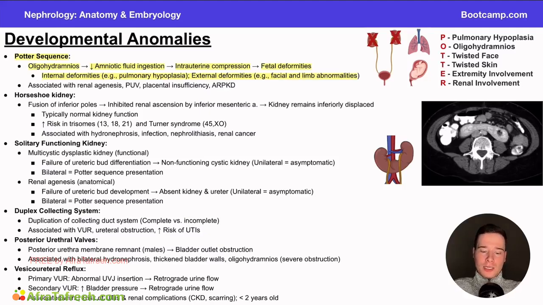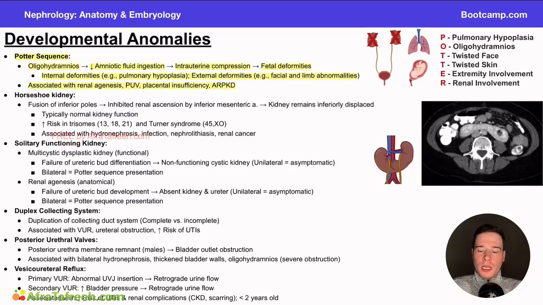Now, key associations they like you to know include renal agenesis, or lack of formation of the kidney, PUV or posterior urethral valves, which we'll talk more about shortly, placental insufficiency, and ARPKD, which is autosomal recessive polycystic kidney disease. So anything that causes an obstruction, such as in PUV, or the inability to actually create the urine that is used to create the amniotic fluid, such as kidney disease or renal agenesis, lack of kidney formation, can lead to this condition.